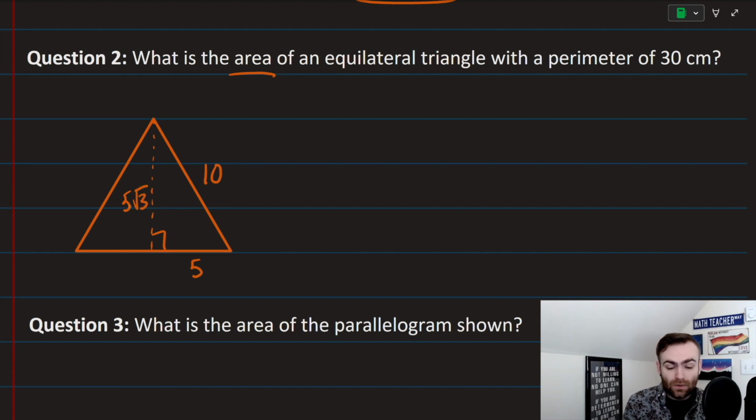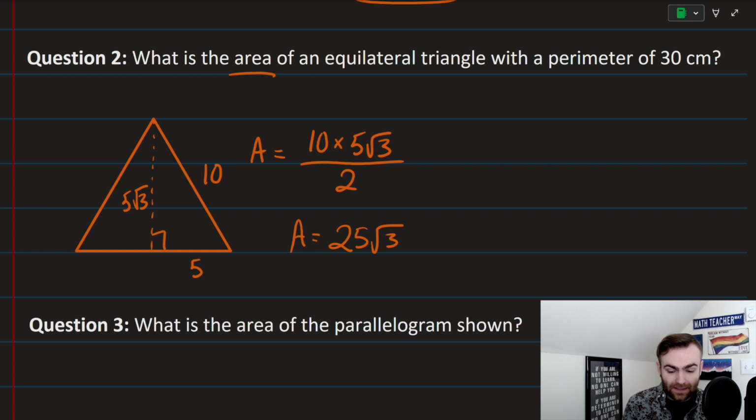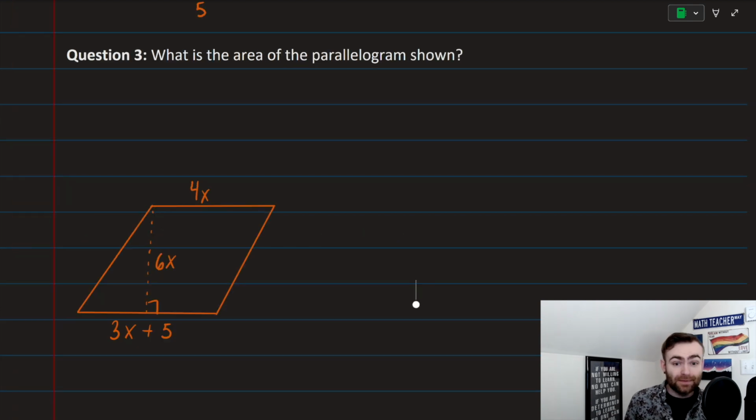And in doing so, we would multiply the 5 square root of 3 by the whole base, which is 10. So we're going to do 10 times 5 square root of 3, and then we'll divide it by 2 for the area. Well, 10 divided by 2 is 5. 5 times 5 is 25, so we have 25 square root of 3 would be the area of this equilateral triangle.